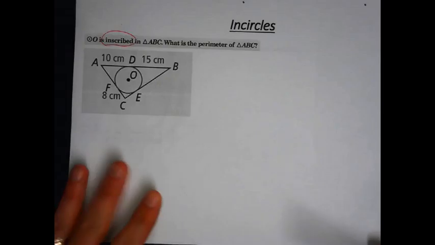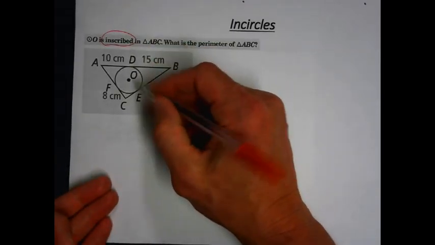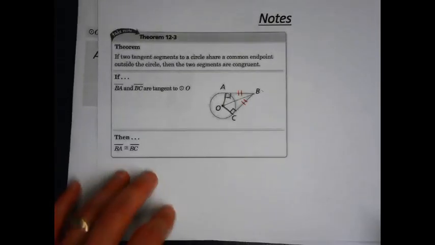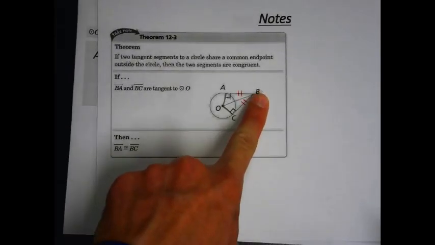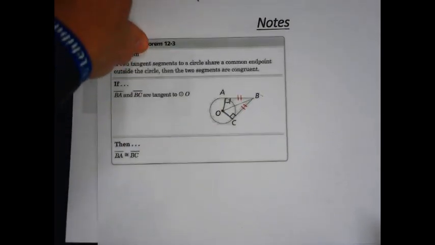You look at this and you might be confused. You might think, let me just draw some radii and make a whole bunch of right triangles. Yes, you can totally do that. There's nothing to stop you. But what we have to remember is the note we just talked about. If there's a point outside the circle with two tangent segments to that circle, those segments are congruent to each other. So what does that have to do with this problem? Well, let's take a look.